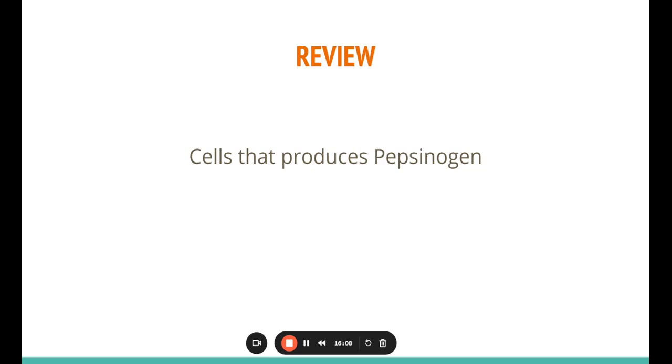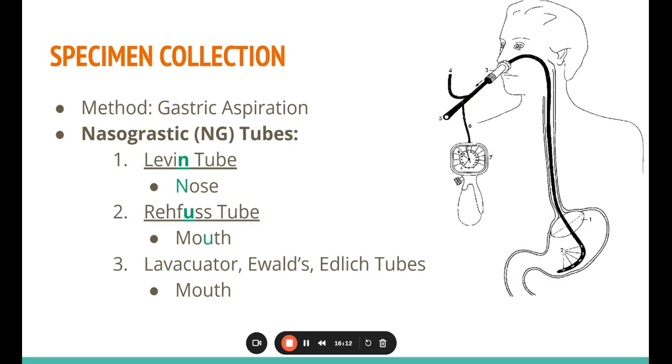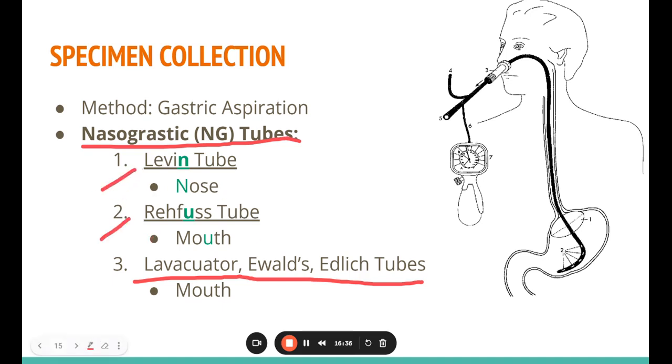Okay, the answer is chief cells. Now let's move on to specimen collection. So the collection of gastric fluid is through gastric aspiration using a nasogastric tube or the NG tubes. There are different types of NG tubes such as lavaquator, Ewald's, and the Edlich tubes. But the two common types are the Levin and the Rifas tube.